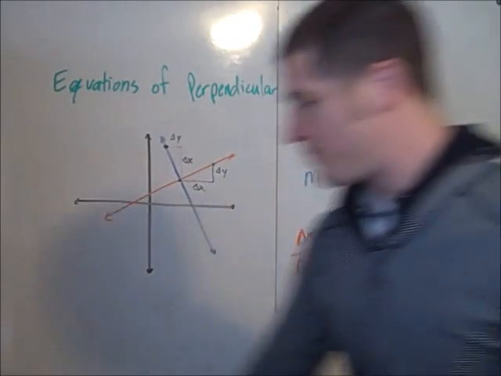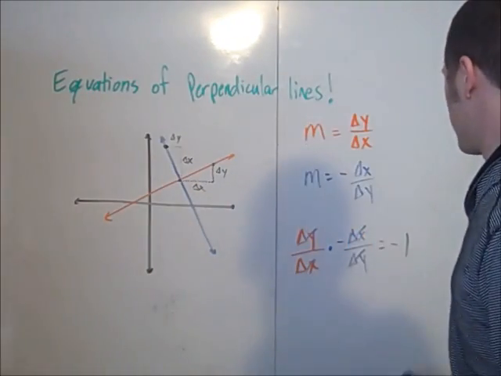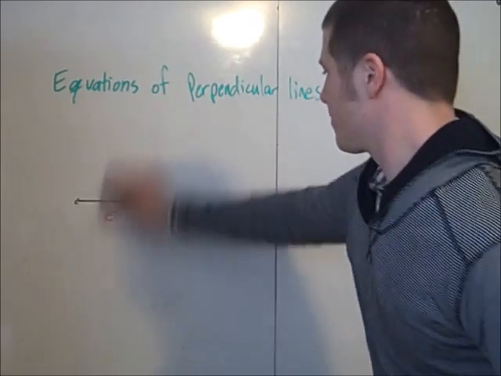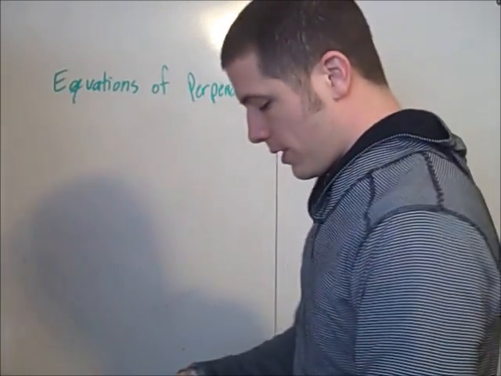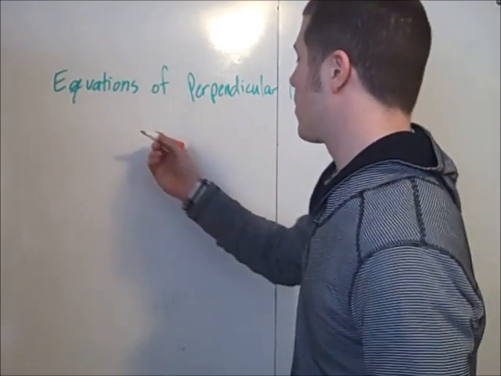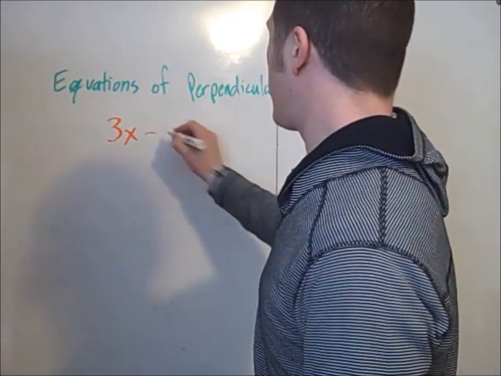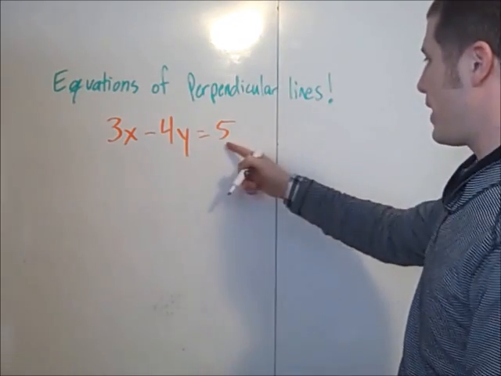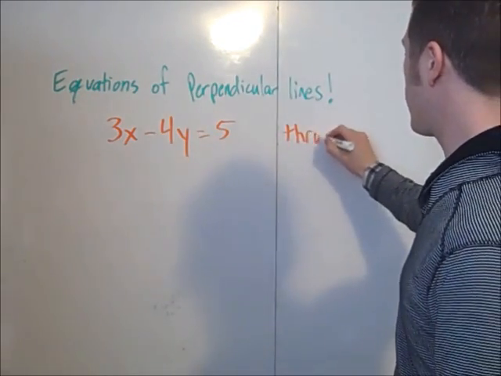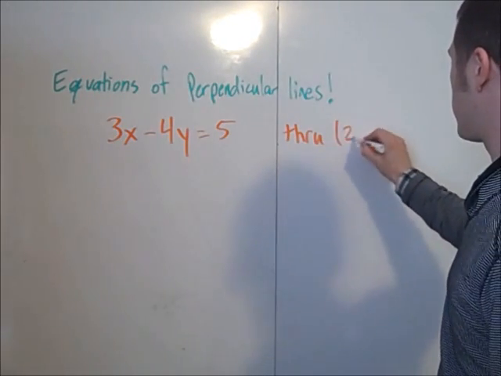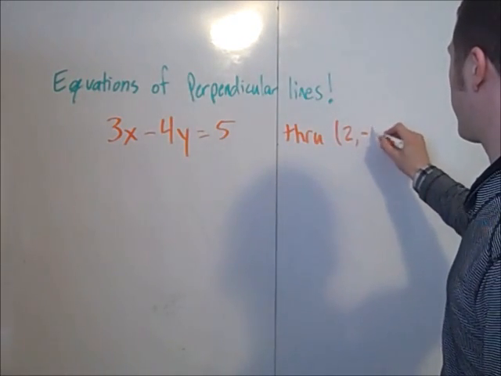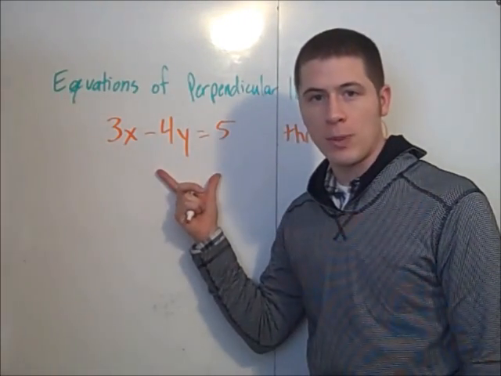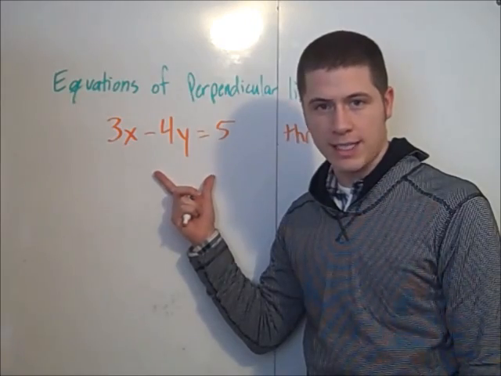Okay, so let's work an example. I hope this argument was convincing. Okay, so let's say we have the line 3x minus 4y equals 5. So find the line perpendicular to this through the point (2, -4). Okay. So let's look at this line and let's rewrite it in slope-intercept form so we can find the slope of this line easily.